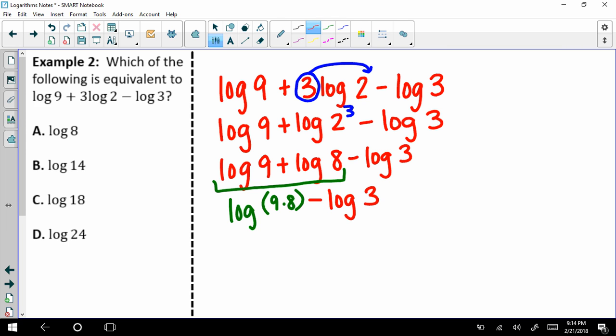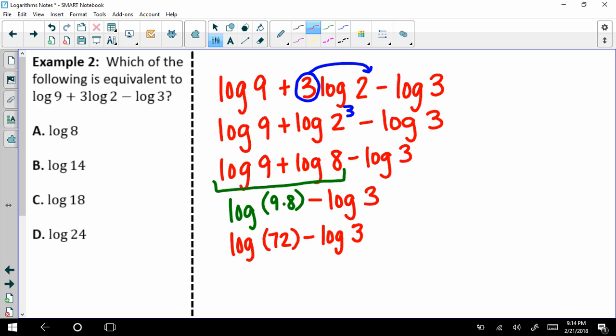Now I'm doing this in more steps. When you get really good at this, you don't have to show all of these steps, but I'm just showing you each time what I'm doing. Okay, so now we have log of 72 minus log 3. So I just multiplied the 9 times 8.